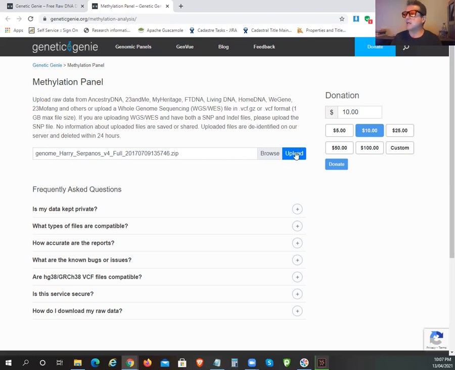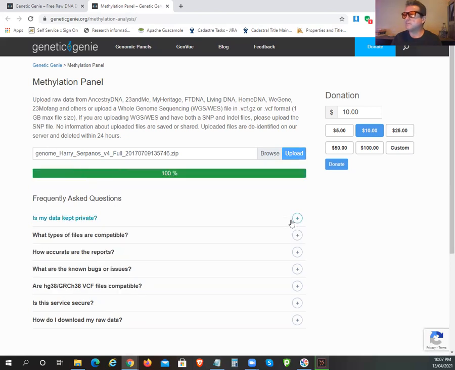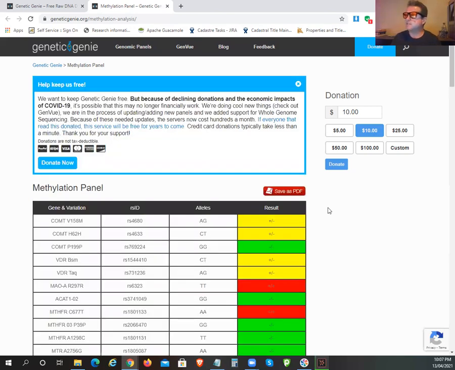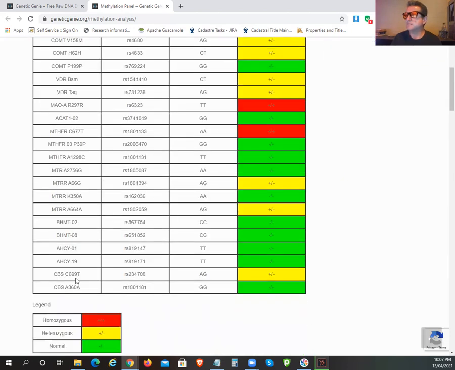So let's do the methylation one first and upload it. Okay. It is as simple as that. And there it is, done. Voila. So completed.